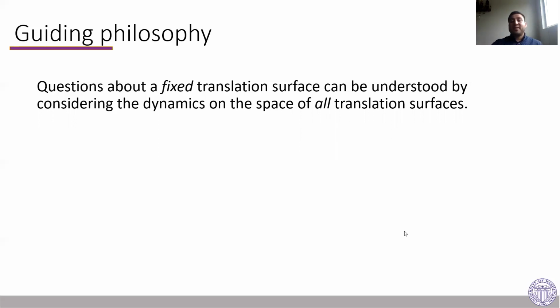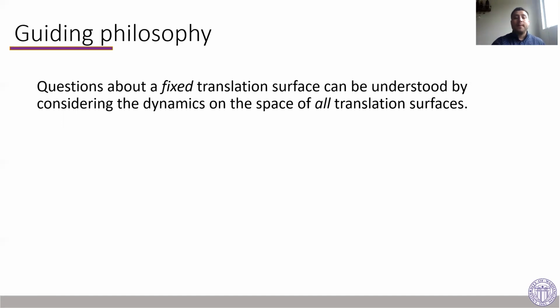There's a philosophy in translation surfaces and homogeneous dynamics that amounts to this. Some famous examples of this are Masur's criterion for unique ergodicity, and Veech's dichotomy about directional flow on a lattice surface. So I'm really happy that I get the chance to walk us through another instance of this really powerful philosophy.